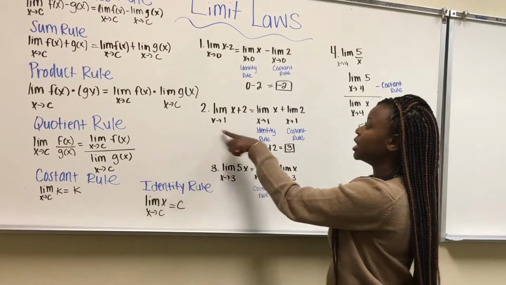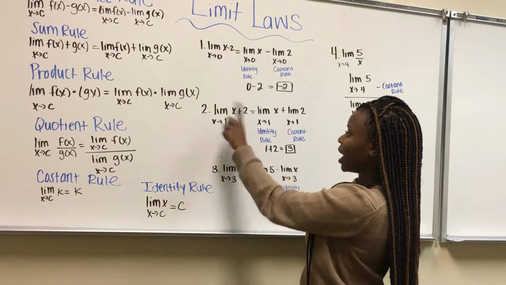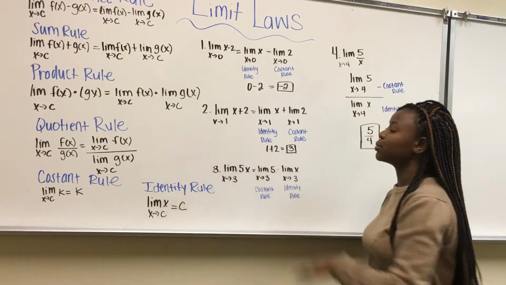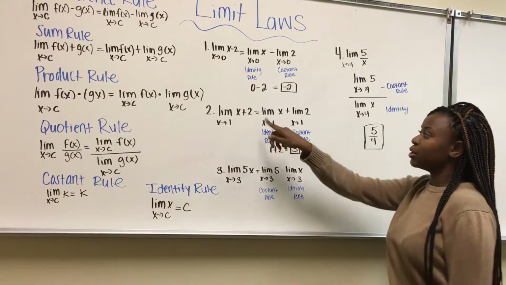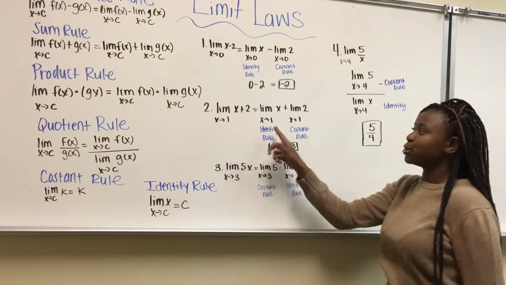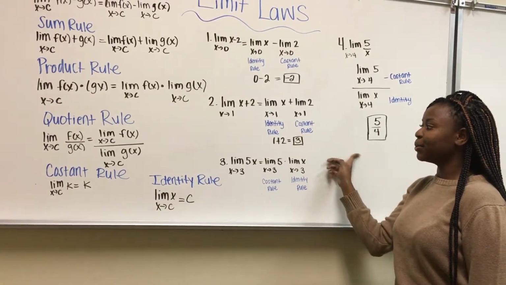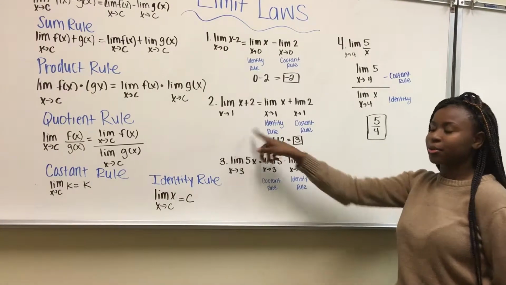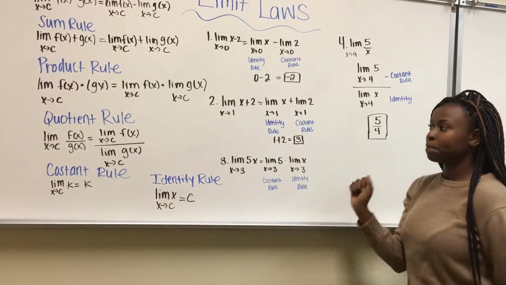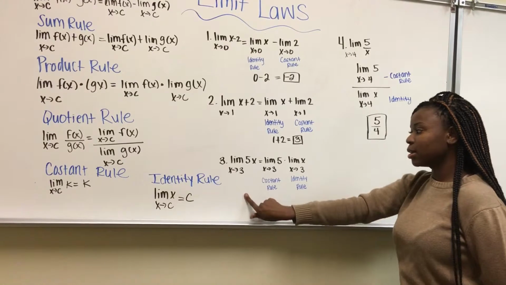Number 2 states the limit of x plus 2 as x approaches 1. We can use the sum rule. So this would be the limit of x as x approaches 1 plus the limit of 2 as x approaches 1 equals 3, because this is the identity rule and this is the constant rule. Number 3, this is the product rule.